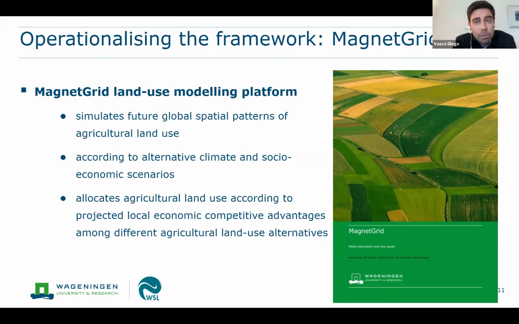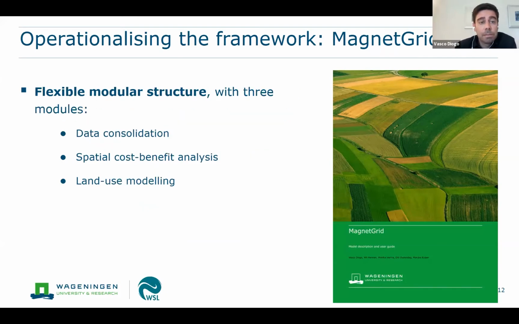This framework has been operationalized into MagnetGrid, which is a new land use modeling platform that simulates future global spatial patterns of agricultural land use, and is able to do that according to alternative climate and socioeconomic scenarios, and as such allocates agricultural land use according to projected local economic competitive advantages that can be obtained from different agricultural land use alternatives. We developed this framework through a flexible modular structure that is composed of 3 modules.